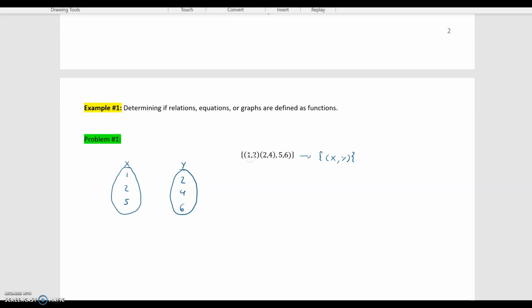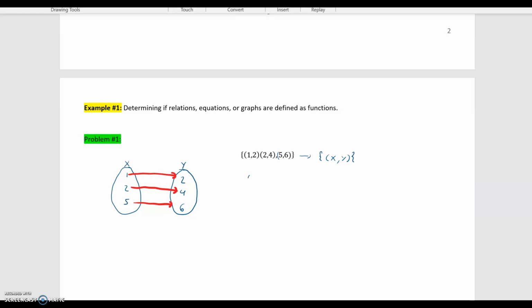And in this case, 1 goes to 2. So 1 goes to 2, it's there. 2 goes to 4, so 2 goes to 4. And 5 goes to 6. 5 goes to 6. Oh, there's a typo here. There's supposed to be another part of the parentheses. And what we're testing here is that every x value has a unique y value.